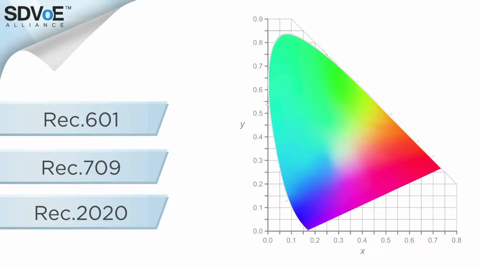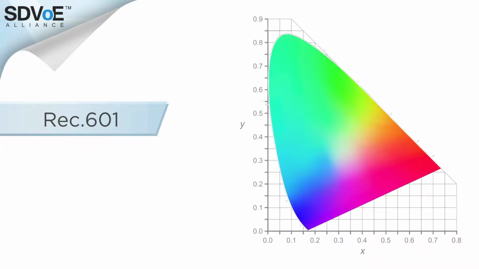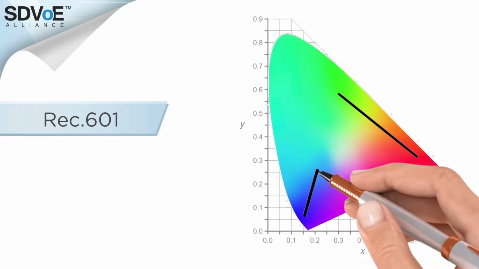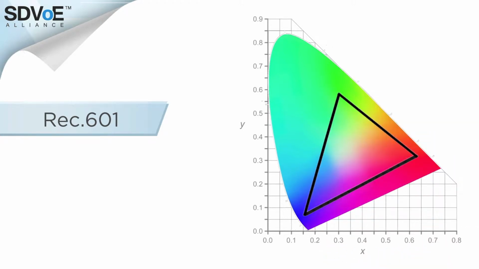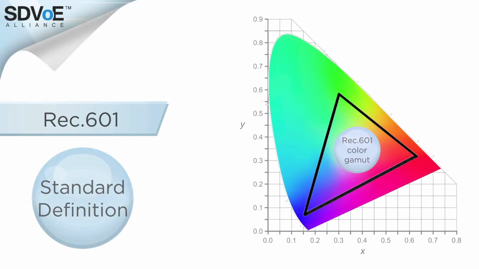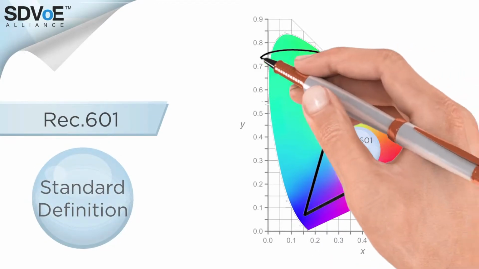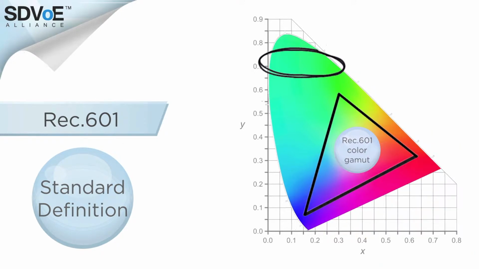When standard definition TV first became digitised, the standard used to define the colour space it would use was Rec. 601. We can place a triangle at the points representing pure red, pure green and pure blue as defined by Rec. 601. The triangle formed between these points is called the colour gamut, and the area inside it shows us all the colours that can be displayed in a Rec. 601 system. Any colour outside this triangle cannot be displayed in Rec. 601.